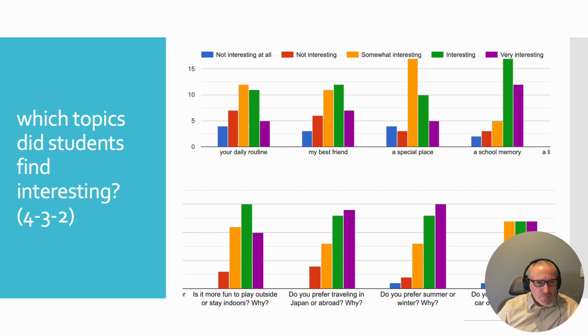You can see this one seemed to work quite well: do you prefer traveling in Japan or abroad? The one down there in the corner, I think, is traveling by car or public transportation. These students are quite young. I guess some of them probably don't have a car, so maybe that isn't an option. Maybe that wasn't such a good topic to choose here. So the results I got were kind of hit and miss.